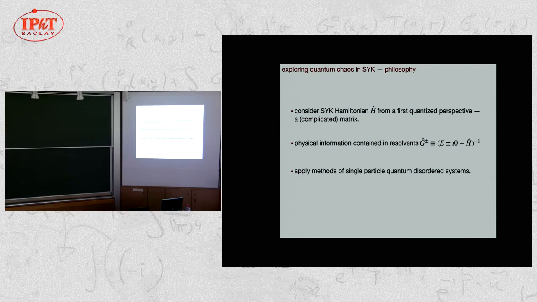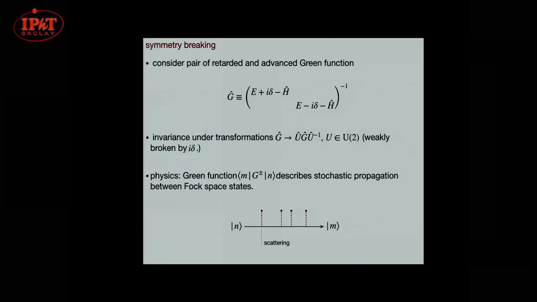Once we accept this, then the density of states and related observables are contained in the resolvent, when this is a high-dimensional many-body Hamiltonian. And we can now apply methods borrowed from the physics of single-particle random disorder problems, where everybody computes resolvents, and try to import them here. Yeah, so that is the strategy.